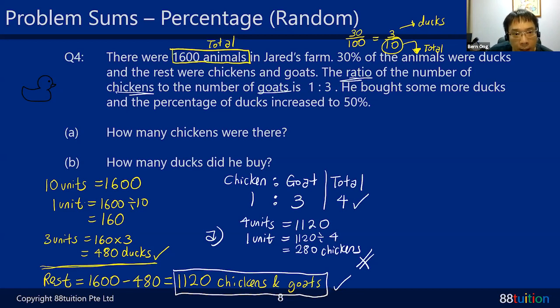And why is 1120 4 units? Chloe, you see, chicken is to goat, right? Chicken is 1 unit. Goat is 3 units. What is your total? 4 units, right? Look at the rest below here. Just now, I found out the ducks. Got 480 ducks. Total animals is 1600, right? So 1600 minus 480 ducks is 1120. And this 1120 consists of what? Chicken and goat. So you must compare fairly. Chicken and goat, 4 units, compare with chicken and goat, 1120. That's the reason I get this.